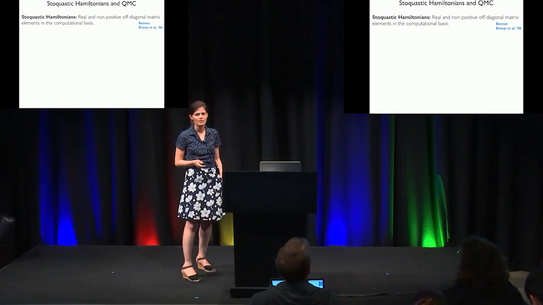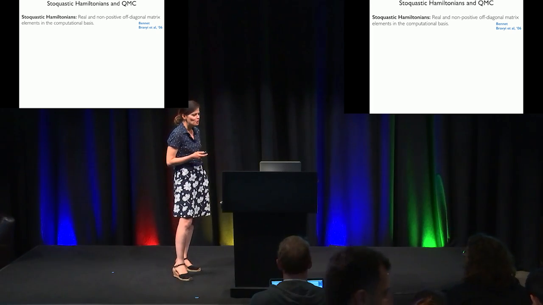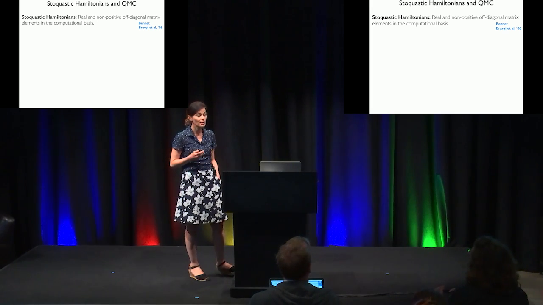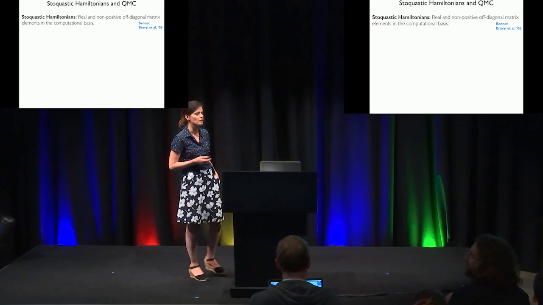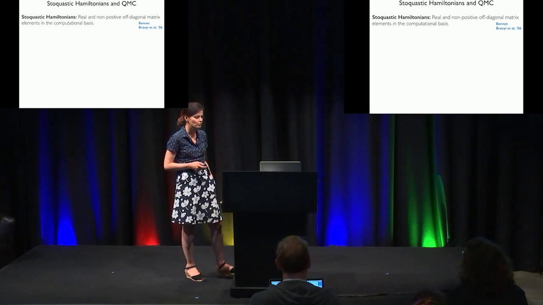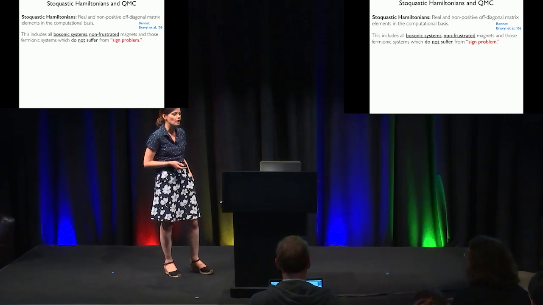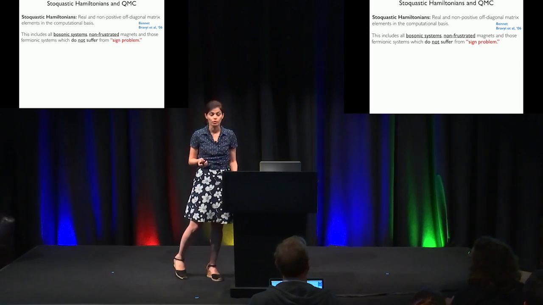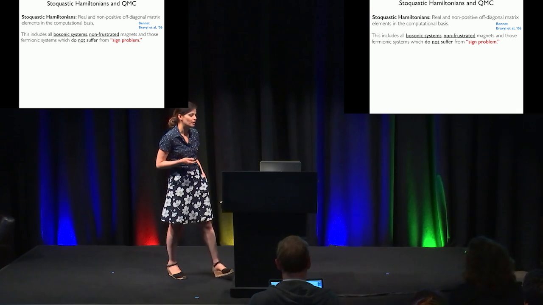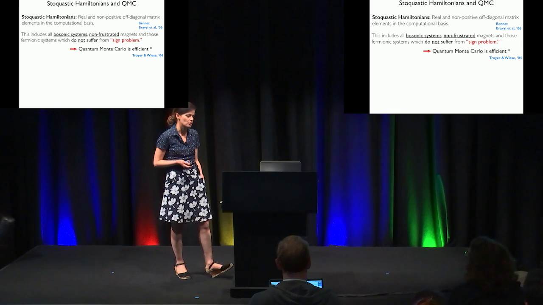You heard about stochastic versus non-stochastic a lot in this conference, but let me give you a definition one last time. Stochastic Hamiltonians have a formal definition: the matrix representation of these Hamiltonians in the computational basis is either diagonal, or has off-diagonal matrix elements that are negative. The physical systems that correspond to these Hamiltonians are basically all bosonic systems, non-frustrated magnets, and those fermionic systems that do not suffer from the sign problem. Not suffering from the sign problem means that if these problems are not hard for other reasons, then quantum Monte Carlo is going to be efficient for them.